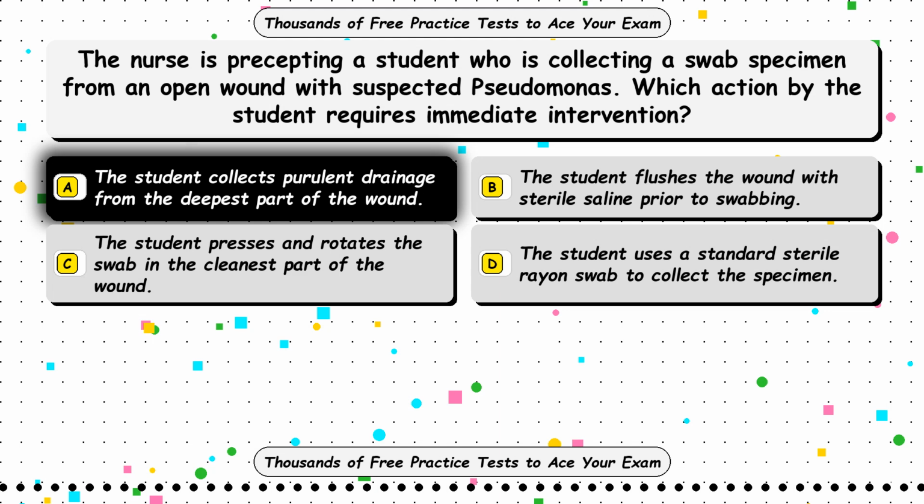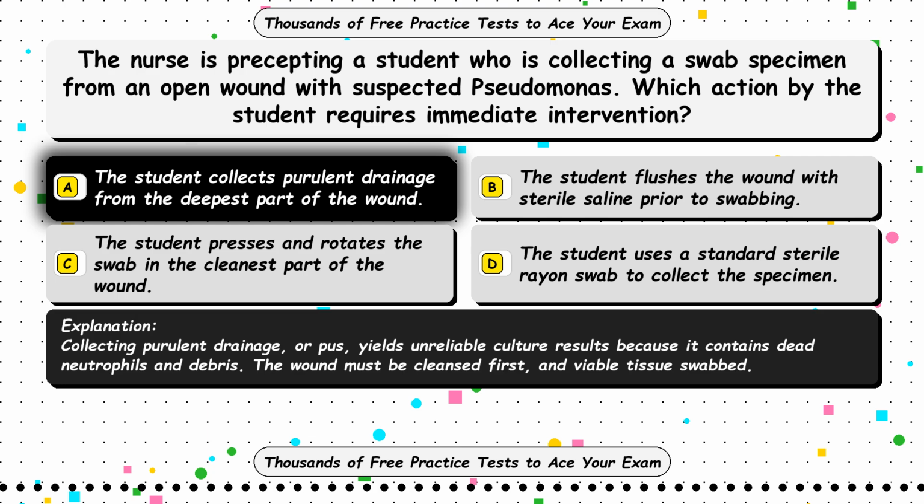The correct answer is option A. The student collects purulent drainage from the deepest part of the wound. Collecting purulent drainage, or pus, yields unreliable culture results because it contains dead neutrophils and debris. The wound must be cleansed first, and viable tissue swabbed.